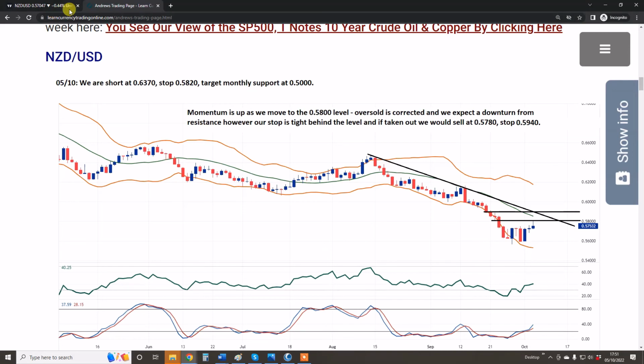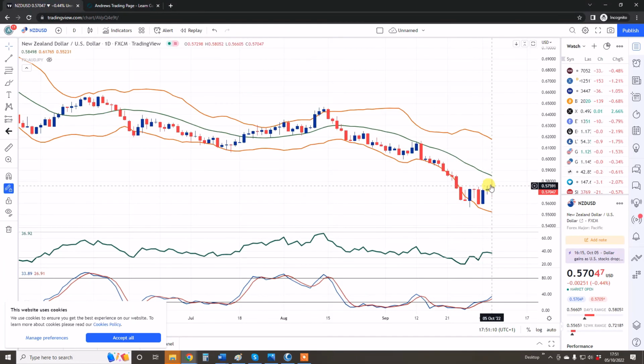Now, what's happened in this one? We've touched 58, but can't get through the level. So it applies if we go through 58, just sell back through the round number, stop behind 59. You're looking for the 20-day moving average to hold the rally. Or if we don't go higher, I would, for fresh trades, come in through here.